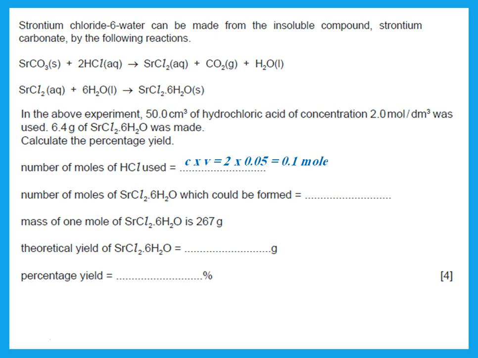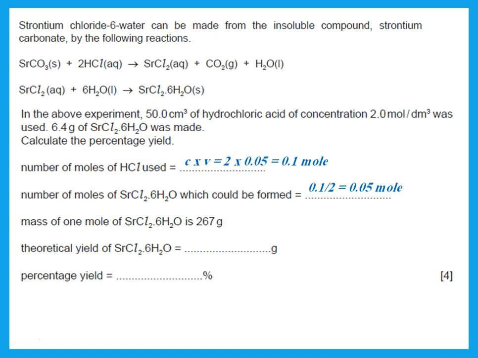So I can use that to get number of moles. Number of moles is concentration times volume. Again, don't forget to divide the volume by 1,000. So that gives me the number of moles of HCl is 0.1 mole. Then he's asking about strontium chloride. I look at the equation on top. What is the relationship between number of moles of HCl and number of moles of strontium chloride? The equation says 2 of HCl gives 1 of strontium chloride, and that means number of moles of strontium chloride is half of what we have for HCl.